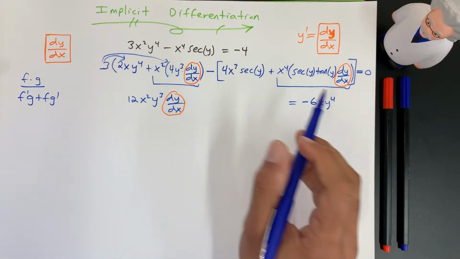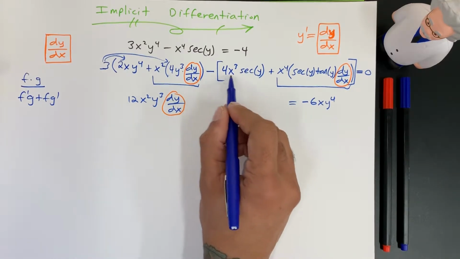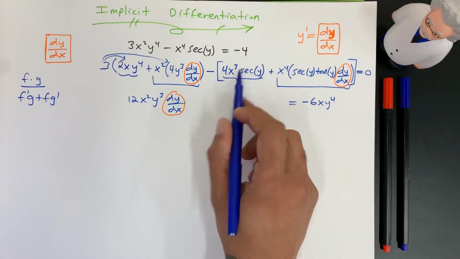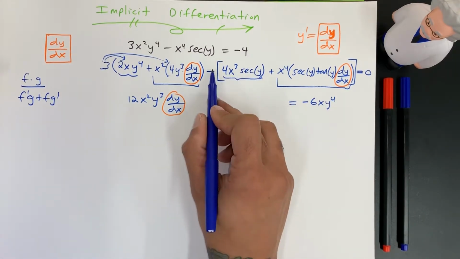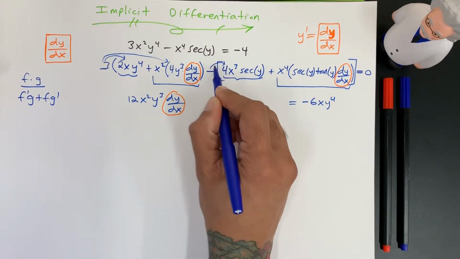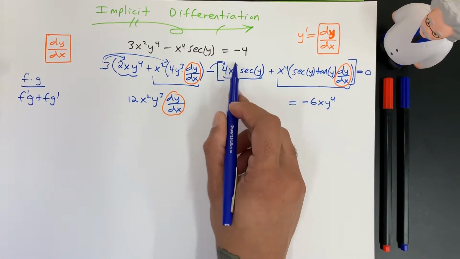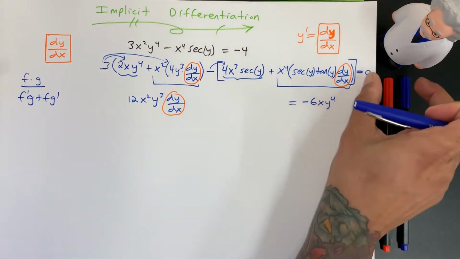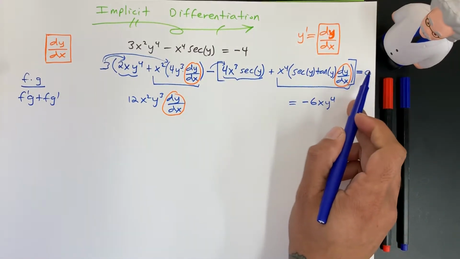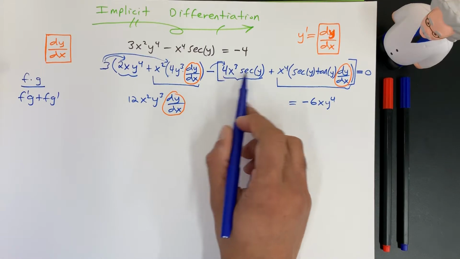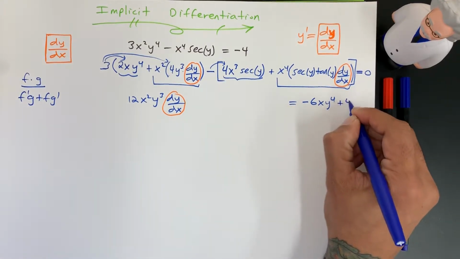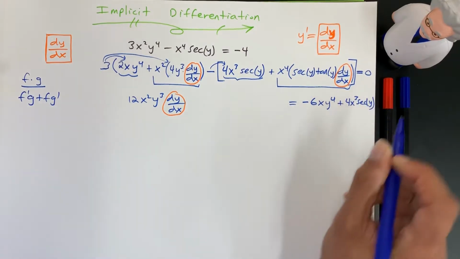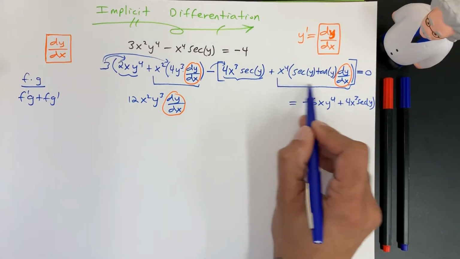Now, what do I got left? I have this term, right? That needs to go to the other side because it doesn't have a dy dx. So when I distribute this negative into the first term, I'm gonna get a negative 4x to the third secant y. I wanna take that and put it on the other side of the equal sign. And so if it's a negative here, it's gonna be a positive on the other side. 4x to the third secant y. And then we're just left with this term.